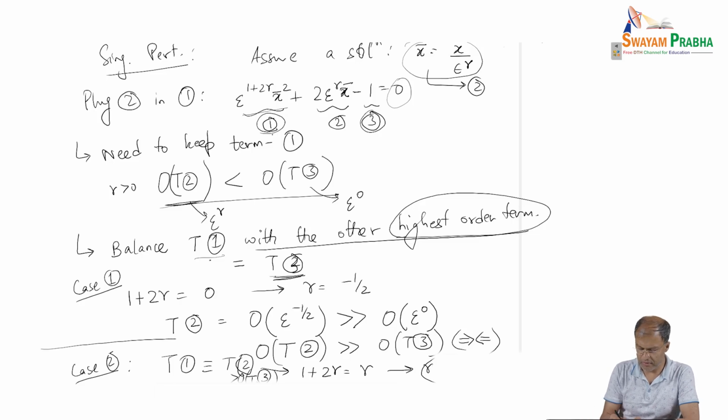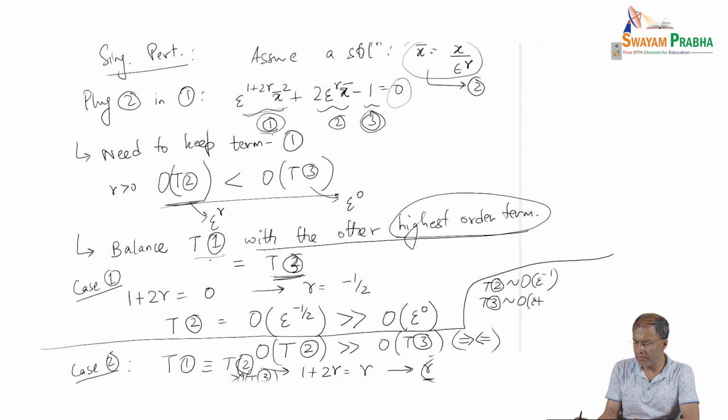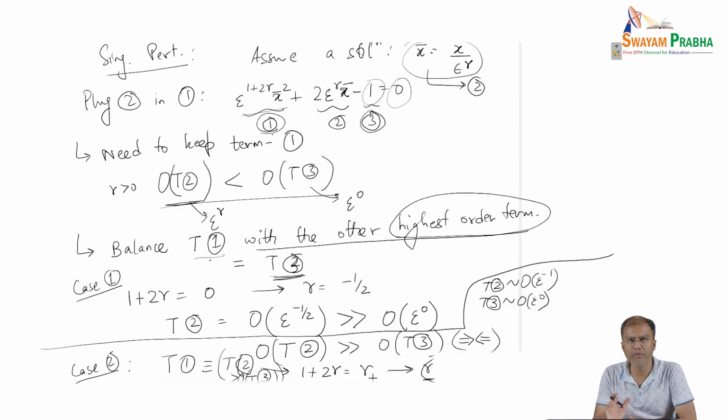We can check that in this case, term number 2 is of order epsilon to the power minus 1 because gamma is minus 1, and term number 3 is of epsilon to the power 0 because it is 1, right? So certainly we have found that we are consistent. We have found a consistent value of gamma. So this value of gamma is acceptable, right? So let us now tabulate what we have seen.